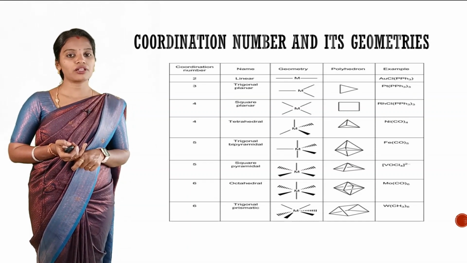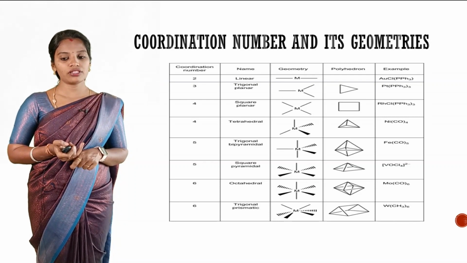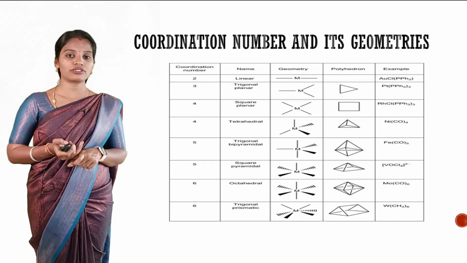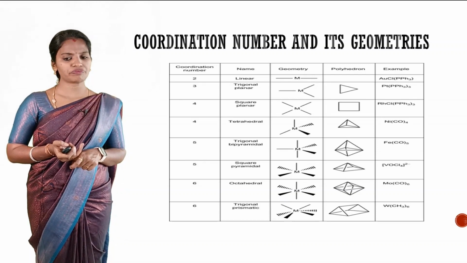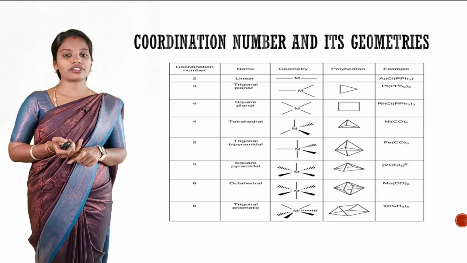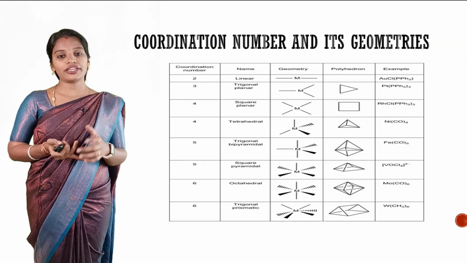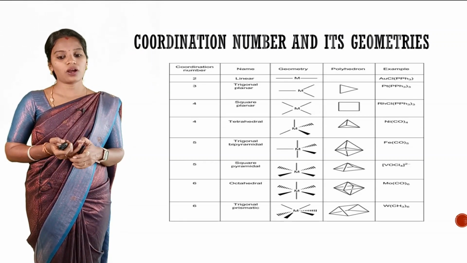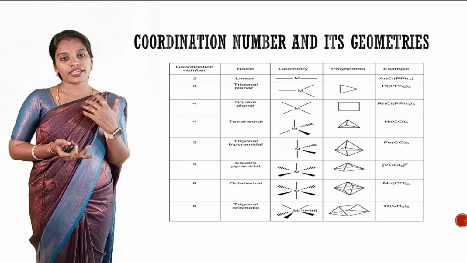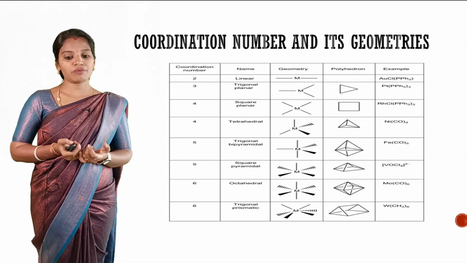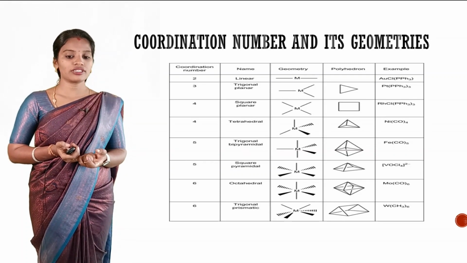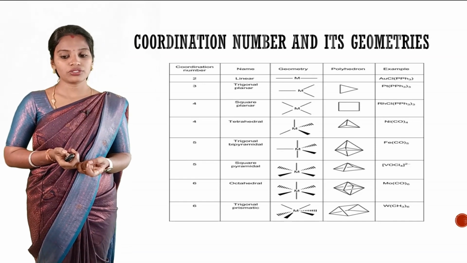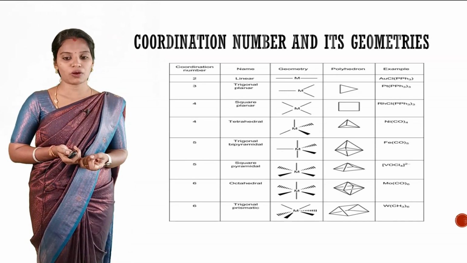Coordination number 5, trigonal bipyramidal. So the example is pentacarbonyl iron complex. And for coordination number 5 there is one more geometry, square pyramidal. So the example is vanadium oxide tetrachloride complex. And then octahedral, the example is hexacarbonyl molybdenum complex. And there is one more geometry for coordination number 6, that is trigonal prismatic. So the example is hexamethyl vanadium complex.